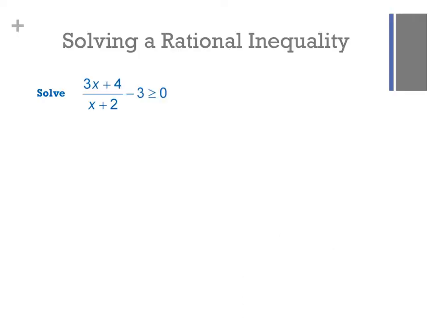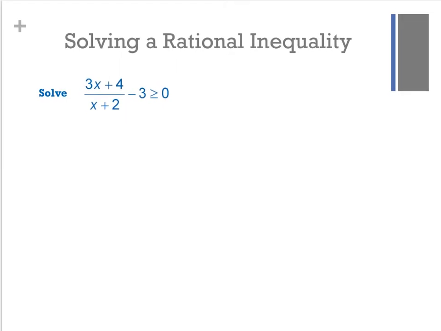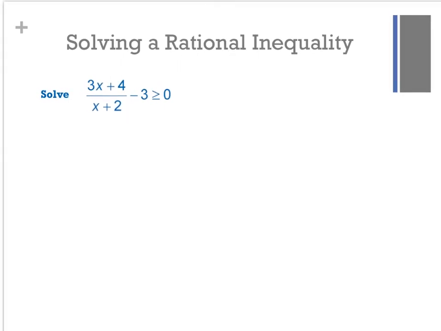Alright, so we're looking at a rational inequality. A rational inequality is one where you have a rational function. Again, a rational function is two polynomials divided by each other. And so what we're looking at here is where this function is greater than or equal to 0. We have (3x plus 4) over (x plus 2) minus 3. Remember, we have a 1 underneath that. And we want to know where that is greater than or equal to 0.